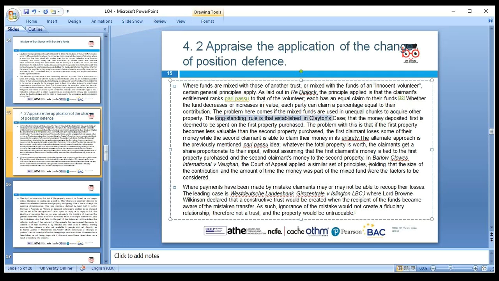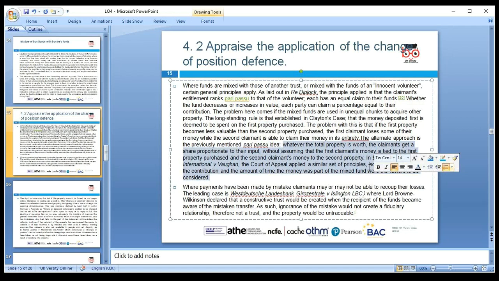The long-standing rule established in the case of Clayton is that the money deposited first becomes less valuable than the second property purchased. The first claimant loses some of their money, while the second claimant is able to claim their money entirely. An alternative approach is the one previously mentioned: to work out what the total property is worth and then share equally.